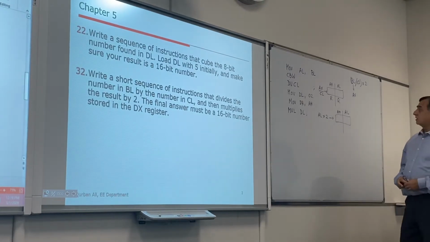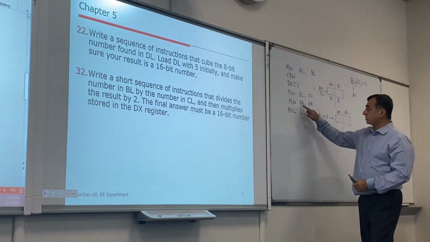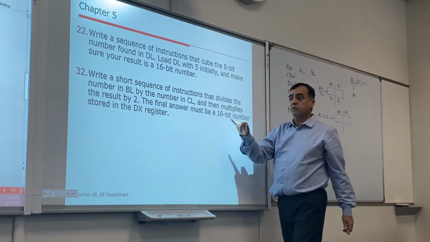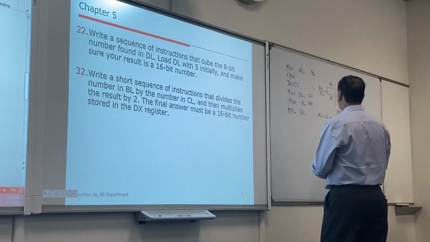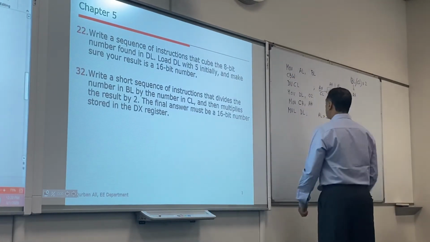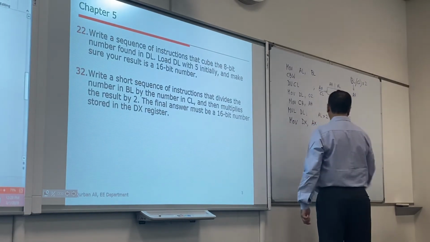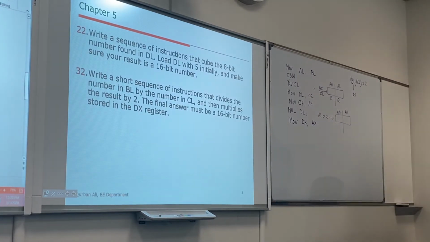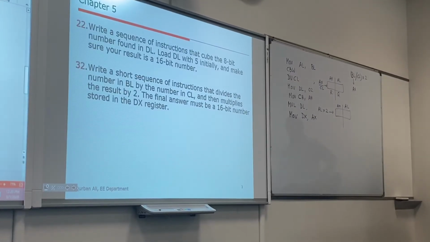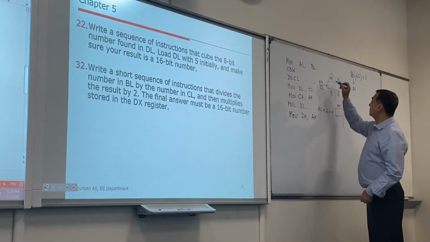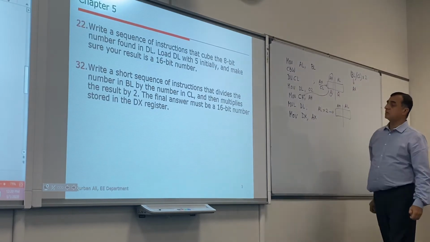Now final, but not DH. Pick some other one because the answer should be in DX. So which one shall I use? CH, right? So finally here I will say move from AX to DX. Now answer complete. So I'm moving this one, which is saving the remainder.